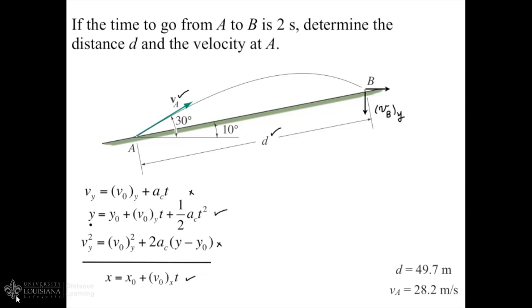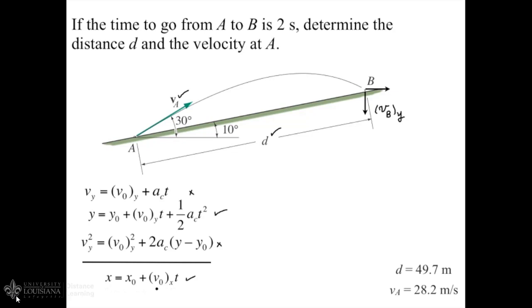So let me begin by applying this equation. We have d times the sine of 10 degrees equaling 0 plus v of a sine of 30 degrees times 2 seconds plus 1/2 of minus 9.81 times 2 seconds squared. Unfortunately, there's two unknowns in the equation, so now we apply this one. Here we have d times the cosine of 10 degrees equaling 0 plus v of a cosine of 30 degrees times 2 seconds. Again, two unknowns in this equation.